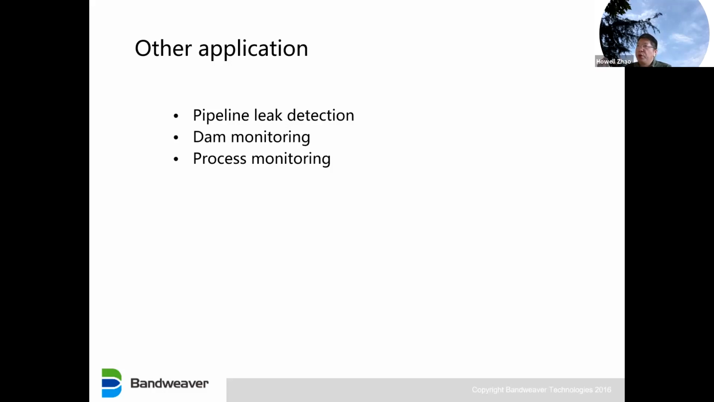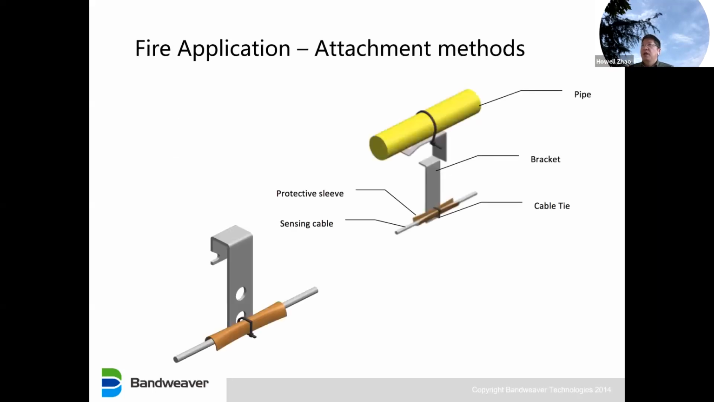Then monitoring huge, bigger size dams, there is always seepage through the dam. Even if it's quite thick and big, there is always seepage. We call it water leakage in the structure. So we can use temperature data to understand where the leakage is happening, and the other industrial processing, and the fire detection application, others.